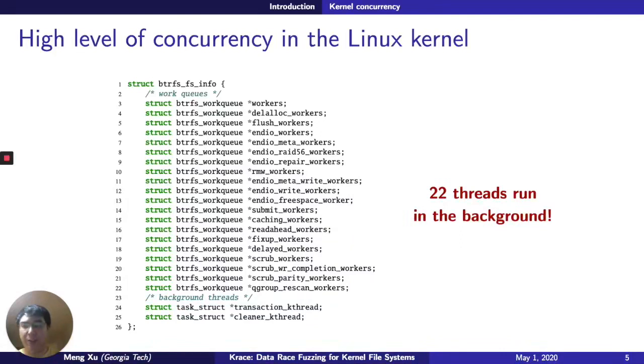These background threads are not just sitting there doing work alone. They actually interact with each other in processing operations on the file systems. And of course, with such a level of concurrency, there's every reason for us to believe that there will be data races that may exist in the Linux kernel file systems.